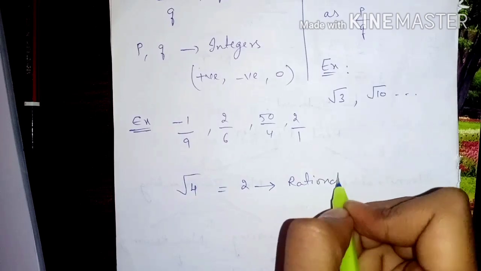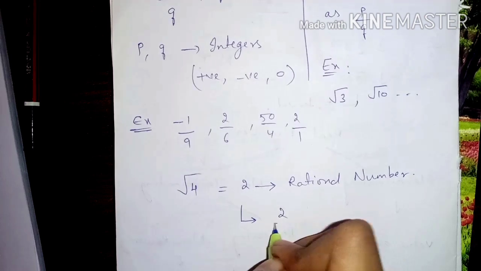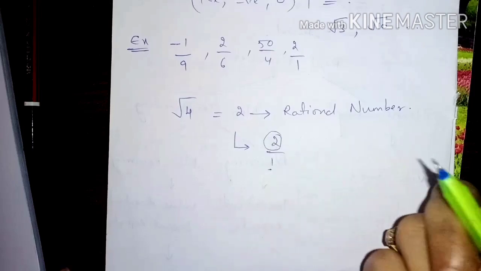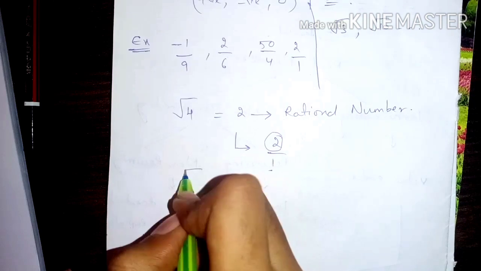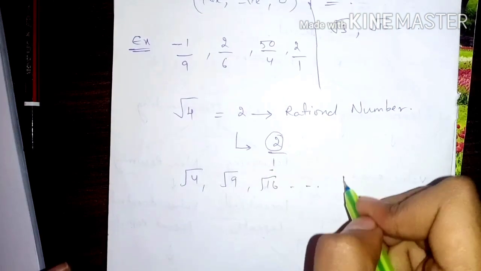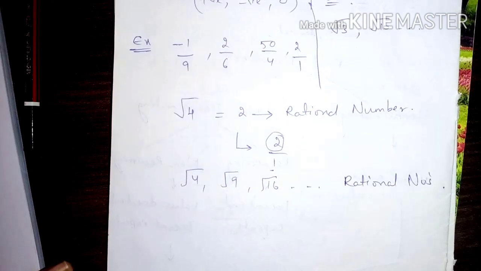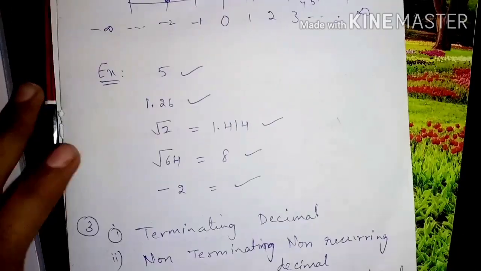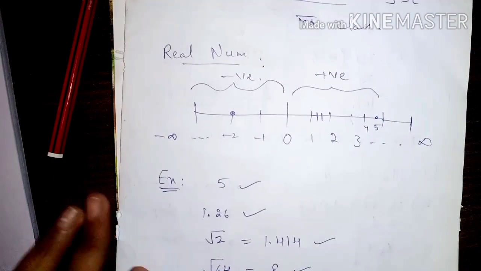Why is 2 a rational number? Because 2 could be written as 2 by 1. Whenever 1 is in the denominator, the value is the numerator itself. So 2 by 1 is part of the rational numbers. Hence root 4, root 9 or root 16, and so on, these kinds of numbers could be treated as rational numbers rather than irrational numbers. So I hope you understood the perfect meaning of real numbers, rational numbers, irrational numbers, and this is the main introductory part.